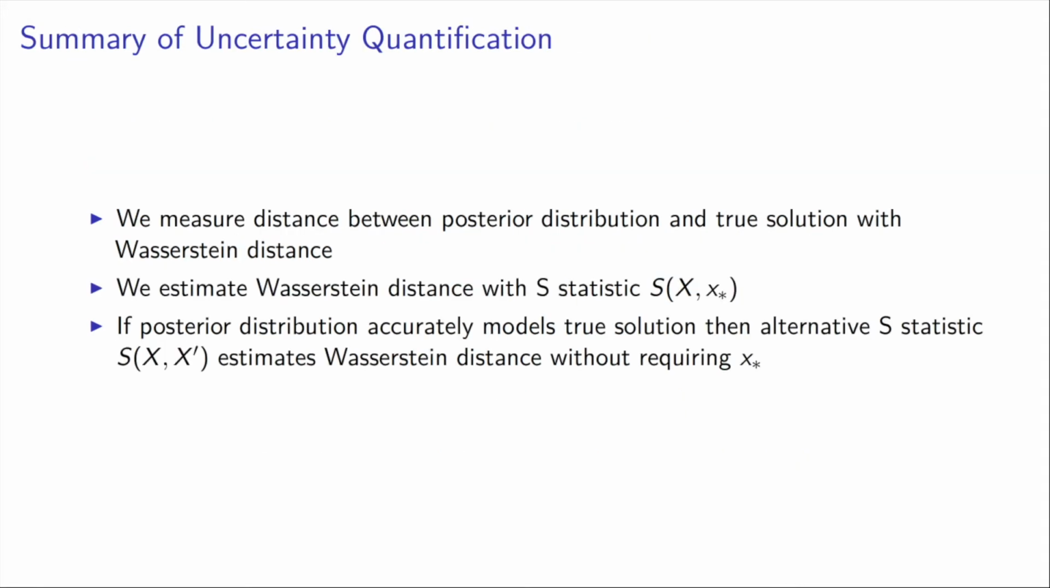So now I'm going to summarize the uncertainty quantification. We measure the distance between the posterior distribution and the true solution with the Wasserstein distance. We then estimate the Wasserstein distance with the S statistic, and then if the posterior distribution accurately models the true solution, then the alternative S statistic should also estimate the Wasserstein distance without requiring knowing the true solution x star.